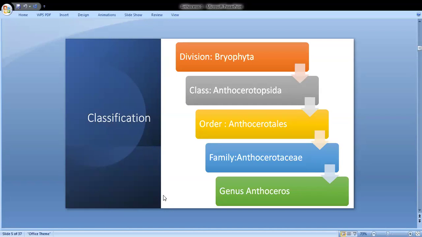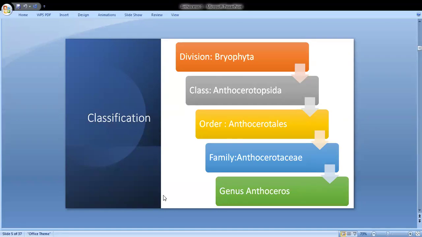Similarly, in Anthoceros, we observe pseudo-elaters in the capsule. Remember this. These are very important topics for the entrance exams: elaters and pseudo-elaters. What is the special character? In Anthocerotopsida, mucilaginous cavities are present in the thallus, in symbiotic association with blue-green algal forms. This is the special character. Remember it.